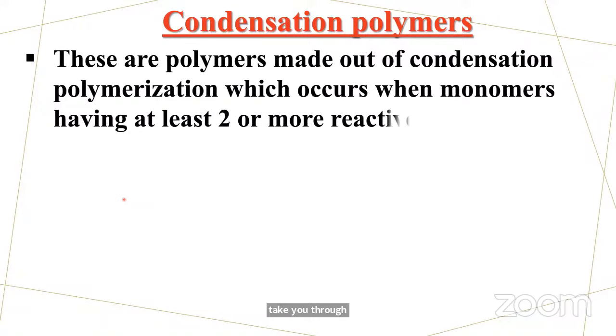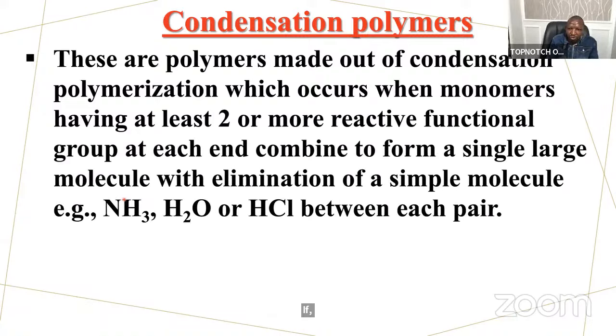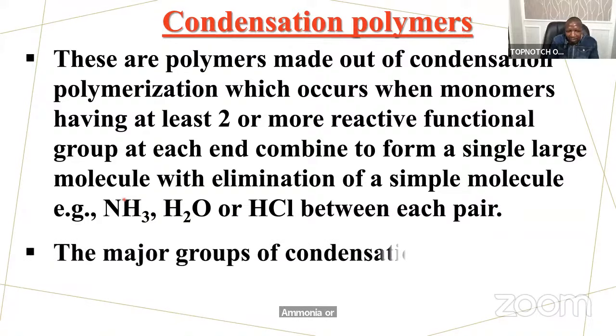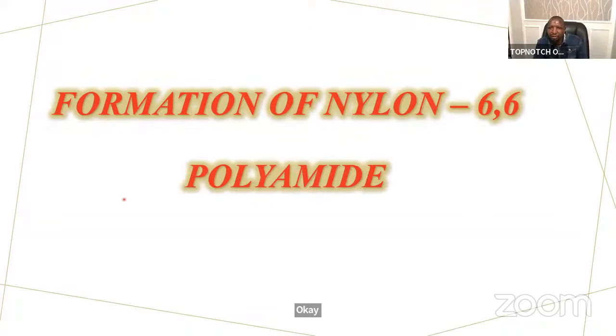These are made through condensation polymerization, which occurs when monomers having at least two reactive functional groups combine to form a single large molecule with the elimination of a small molecule like water, ammonia, or HCl. So the major groups of condensation polymers are the polyamides and the polyesters. Polyamides include nylon 6,6. So let's draw the formation of nylon 6,6, which is a polyamide.